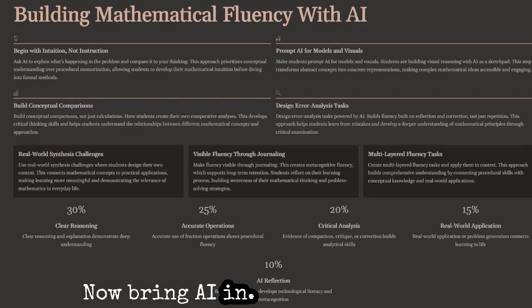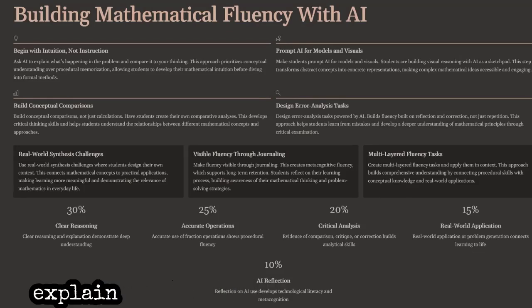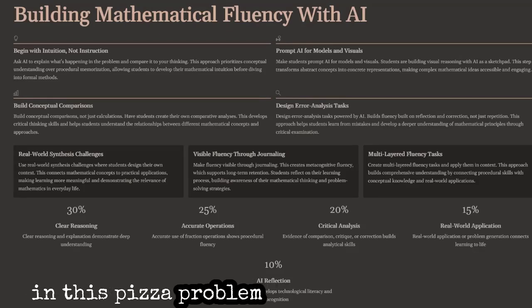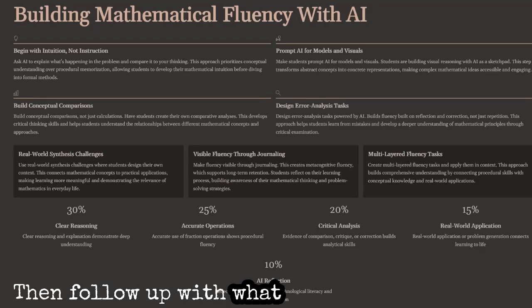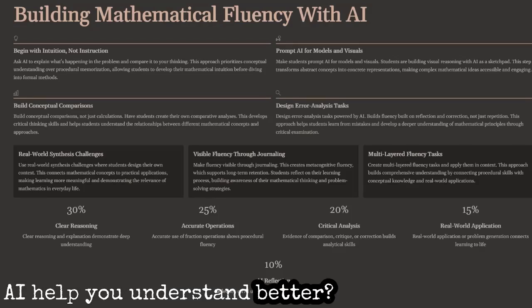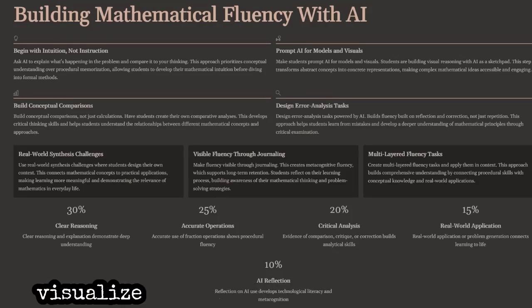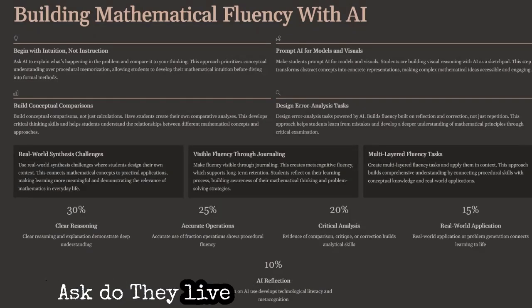Now bring AI in. Ask AI to explain what's happening in this pizza problem and compare it to your thinking. Then follow up with, what did AI help you understand better? What do you still need to visualize or figure out? Then we can have students make prompts for models and visuals. Ask if they live on a number line or in shapes or in measurements.